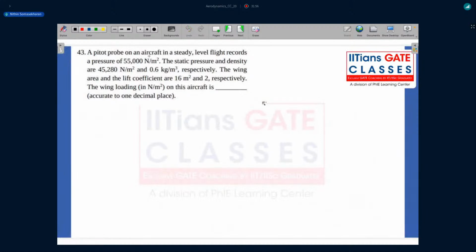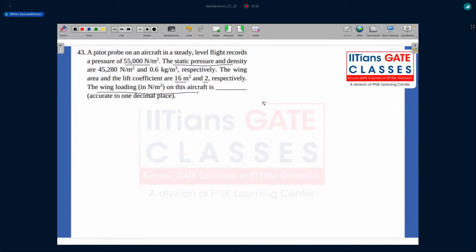A pitot probe on an aircraft in a steady level condition records a pressure of 55,000 Newton per meter square. The static pressure and density are 45,280 Newton per meter square and 0.6 respectively. The wing area and lift coefficient are 16 and 2 respectively. The wing loading of this aircraft is.